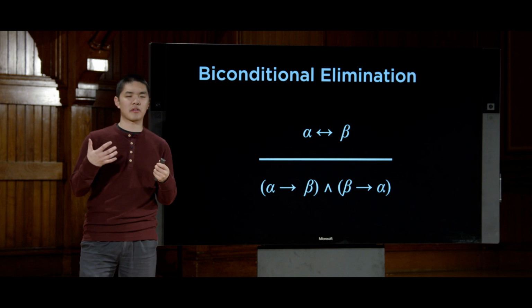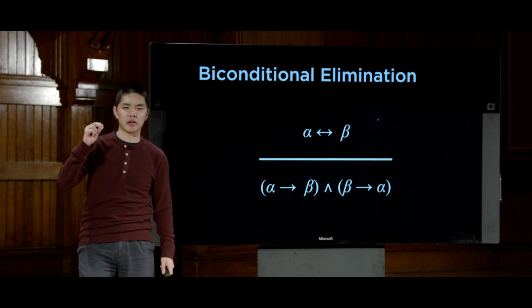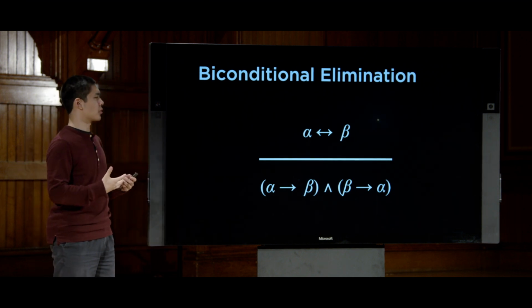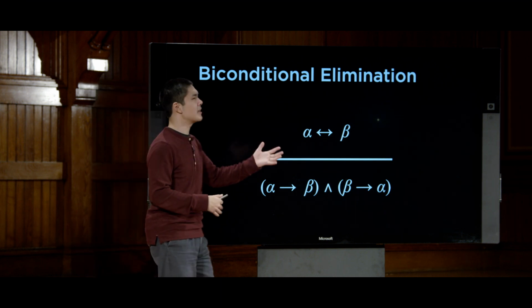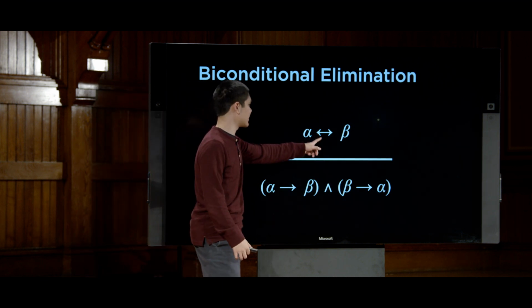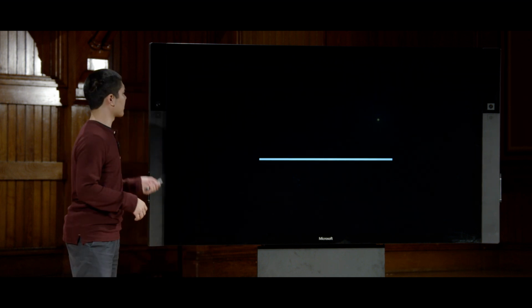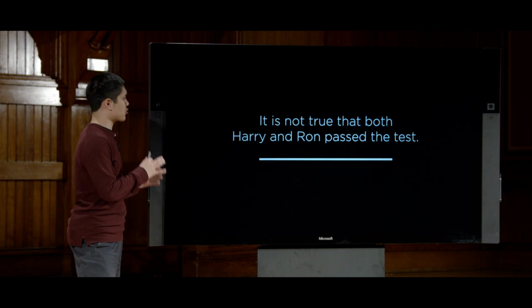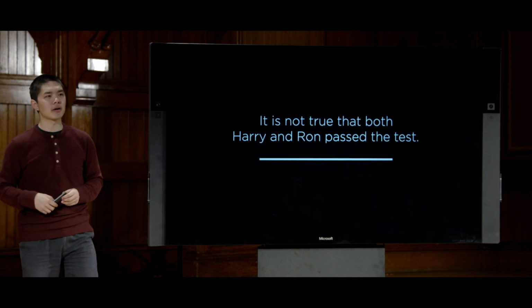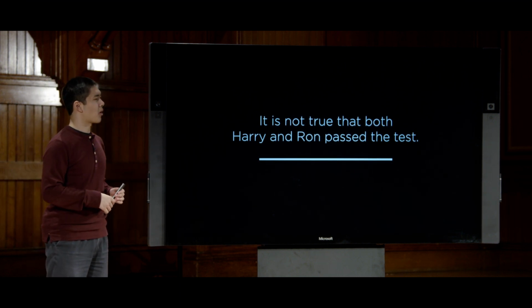So many of these inference rules are taking logic that uses certain symbols and turning them into different symbols, taking an implication and turning it into an or, taking a biconditional and turning it into implication. And another example of it would be something like this. It is not true that both Harry and Ron passed the test. Well, all right, how do we translate that?